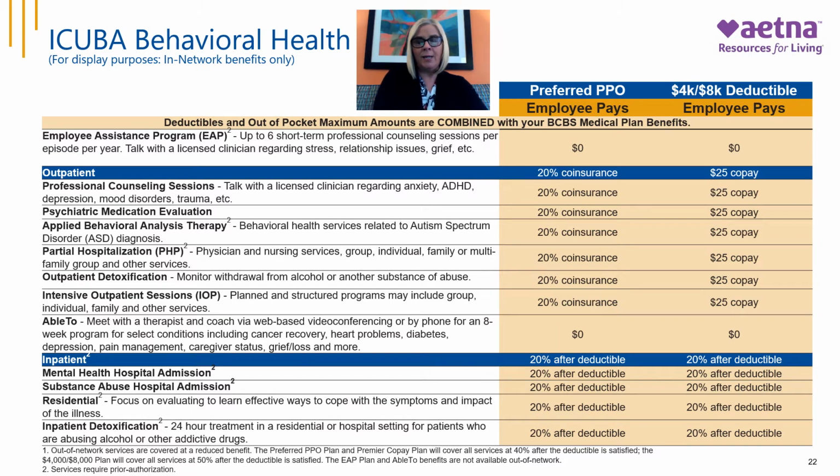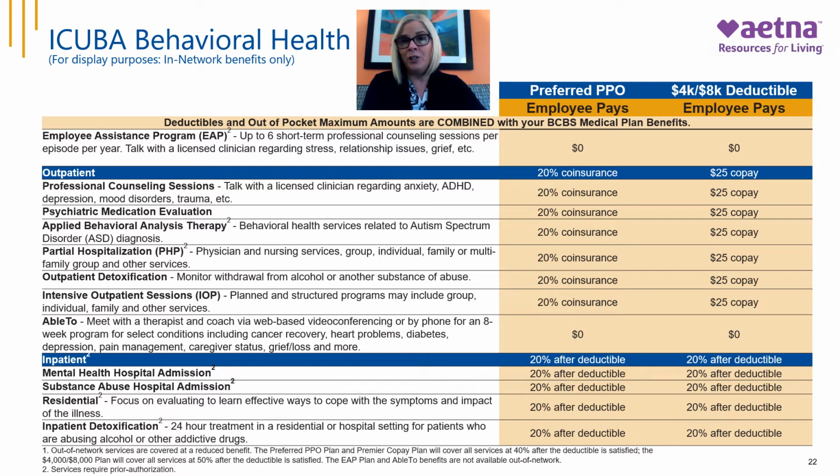So let's take a look at the inpatient services. All inpatient services do require prior authorization by calling Aetna Behavioral Health at 877-398-5816. Please press option 2 for behavioral health services. These services include mental health hospital admissions, substance abuse hospital admissions, residential treatment, and inpatient detoxification.